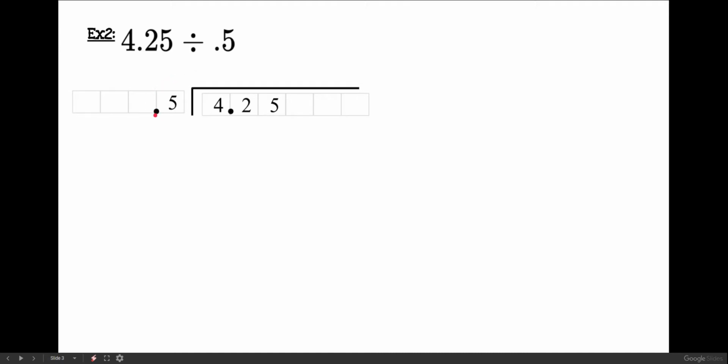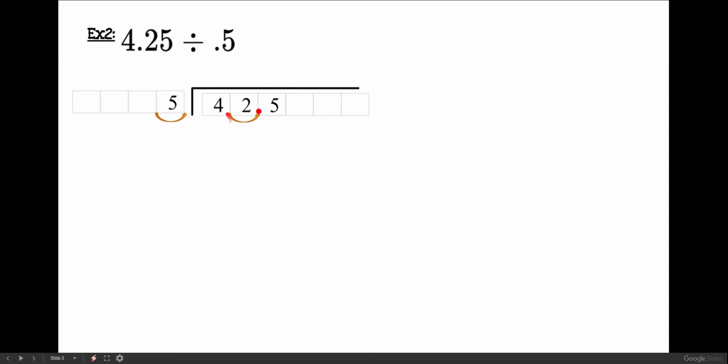So again, I cannot divide with this decimal on the outside. So to get rid of it, I need to move it to the right one space. So it moves over there, one space, which means I'm going to move this to the right one space as well. Over there, and then this disappears. So now I do division as normal. 4 divided by 5 doesn't work. 42 divided by 5 does work.